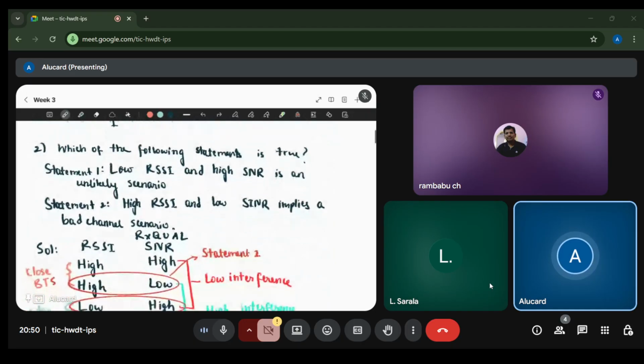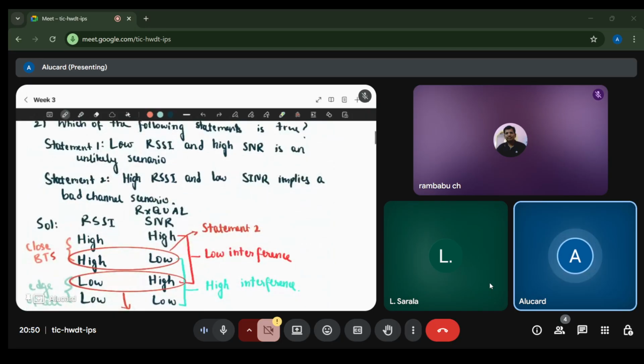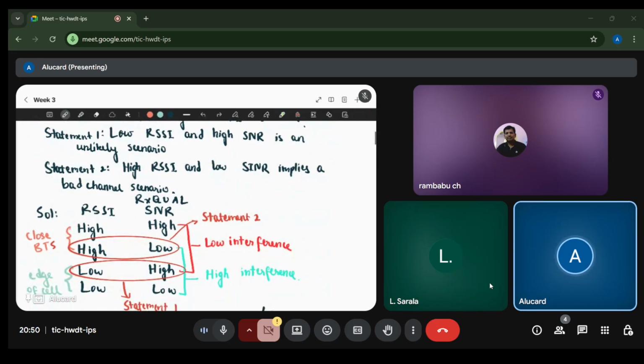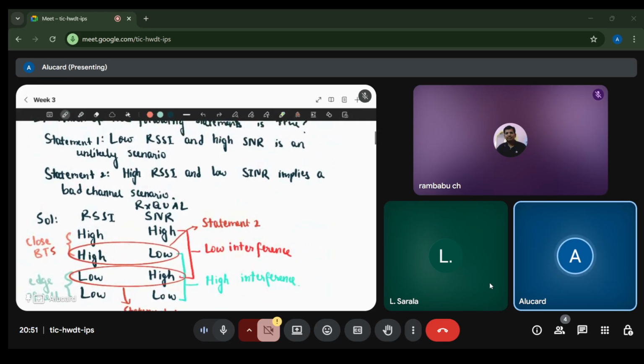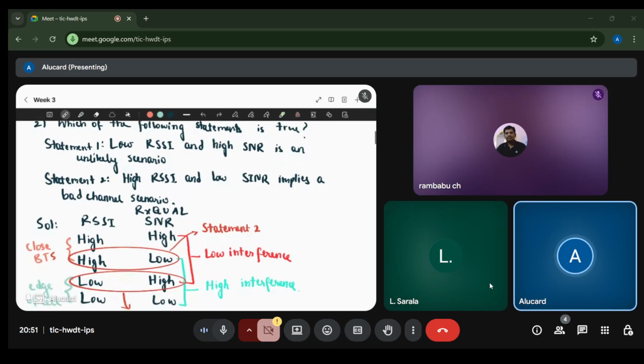Then second question, which of the following statements is true? Statement 1: low RSSI and high SNR is an unlikely scenario. Statement 2: high RSSI and low SNR implies a bad channel. High RSSI means that you are close to the base station. Low RSSI means you are at the edge of the cell, far away from the base station. And it is always good to be near your own base station. So high RSSI is a good thing.